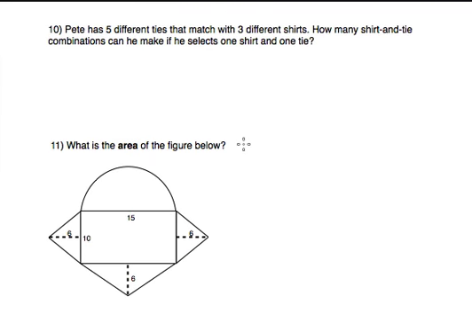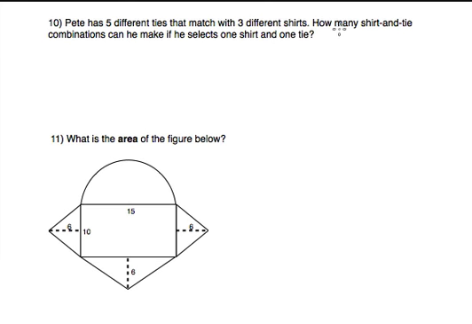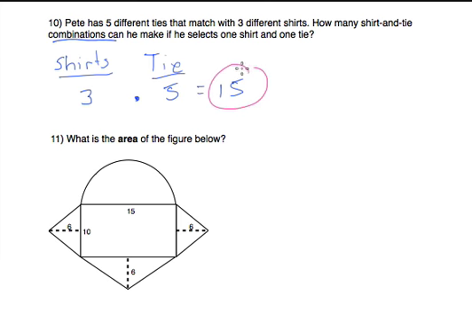Number 10, Pete has 5 different ties that match with 3 different shirts. How many different shirt and tie combinations can he make if he selects one shirt and one tie? So how many choices is he making? He's making a first choice about shirts, and a second choice about a tie that goes with that shirt. So how many shirts does he have to choose from? 3. There are 3 possible shirts. For every shirt, he can pick one of 5 ties. So how many different combinations? Well, that shouldn't say combination. It should say permutation. There are 15 different outcomes for this outfit.